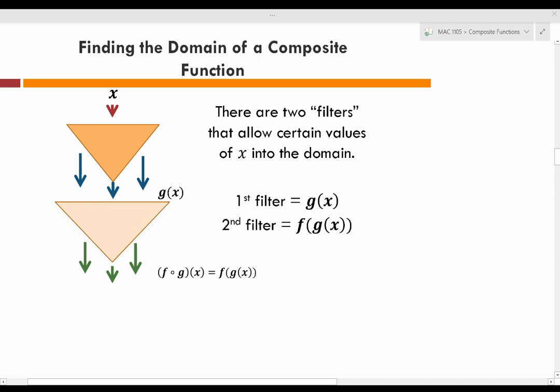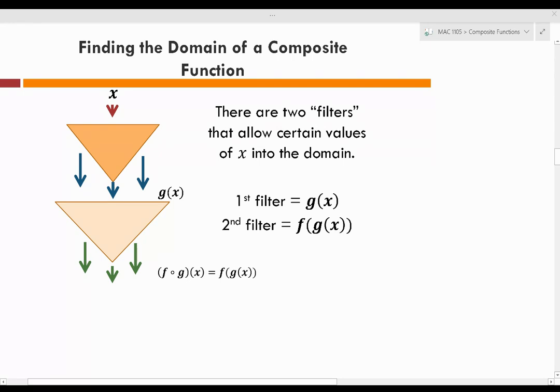All right, you guys, we're going to continue our discussion of composite functions. Now we're going to talk about how you find the domain of a composite function. So remember, domain is concerned with the inputs, or the x values, that you can plug into a function and get an answer for.